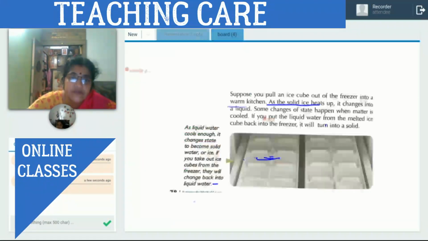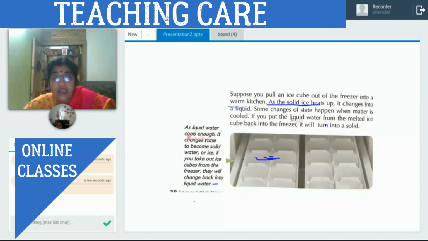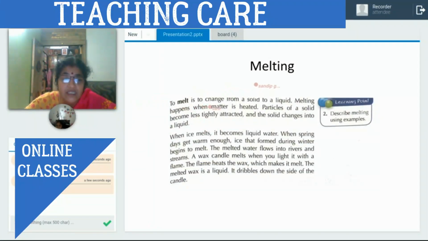Okay. Next. So you are clear. Suppose you read this. Suppose you pull an ice cube out of the freezer into a warm kitchen, the solid ice heats up and changes into a liquid. Some changes of state happen when matter is cool. If you put the melted ice cube back into the freezer, it will return into a solid. Are you clear?